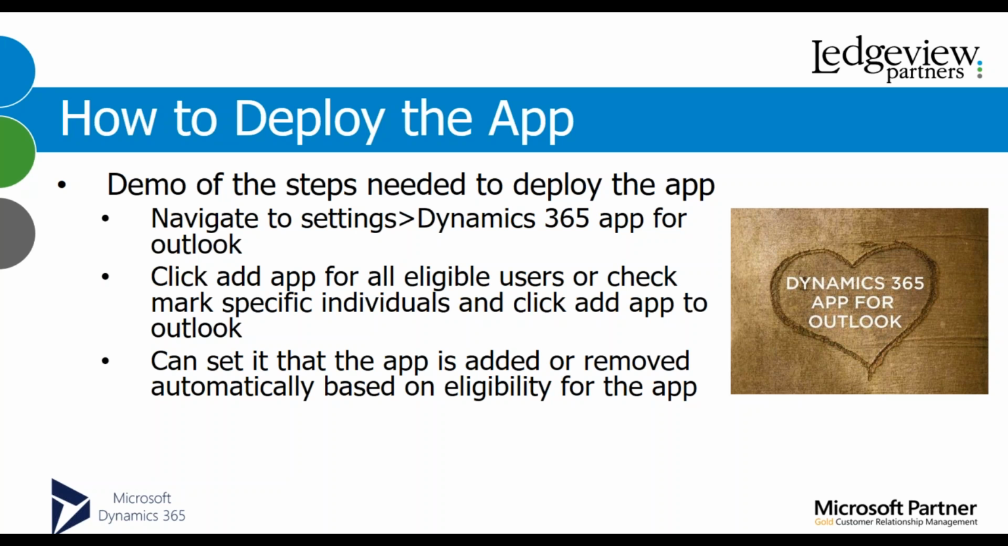You can click Add App for all eligible users. So anybody in that list of eligible users, just click the one button that's going to start adding the app for every single one. Or if you only want specific people to have it because you want to test it first, check mark their names and then click Add App to Outlook.